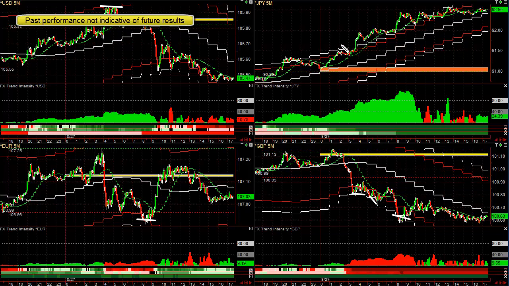Every once in a while, a currency like the yen is so strong, which you can also see in our trend intensity indicator, that it goes above our upper bands and just keeps going. But most of the time when they hit the red or white bands, they will reverse.